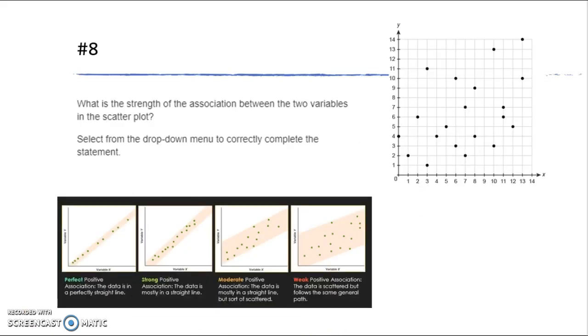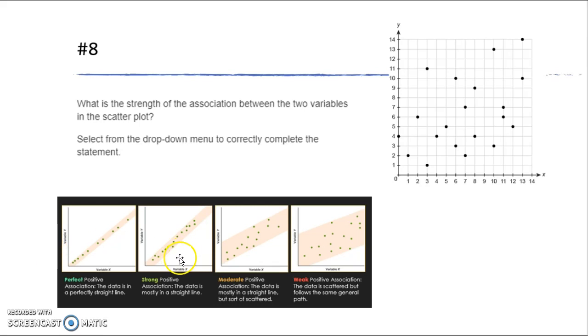Number 8, what is the strength of the association between the two variables in the scatter plot? And you will select from a drop-down menu, and you have some choices there. Now, no matter which version you have, your association might be positive, it might be negative, it doesn't really matter. We're just looking at the strength of the association, and so I have the positive ones listed right here in this picture, just so I didn't have to do them twice.